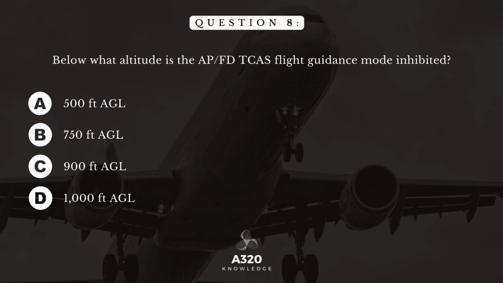Question 8. Below what altitude is the autopilot flight director TCAS flight guidance mode inhibited? A. 500 feet above ground level. B. 750 feet above ground level. C. 900 feet above ground level. D. 1,000 feet above ground level.